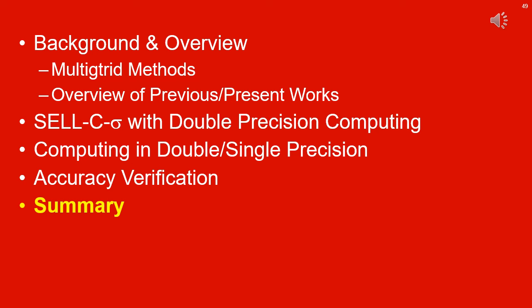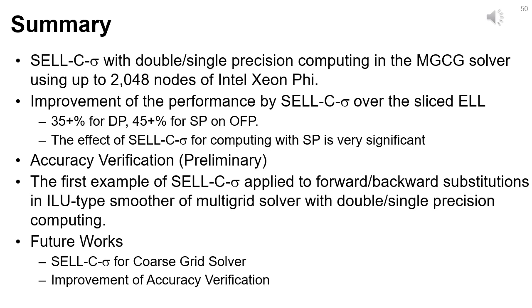Finally, I summarize the talk. We introduced Cell C sigma to the parallel MGCG solver for both single and double precision. Excellent performance was obtained by Cell C sigma using up to 2048 nodes of Intel Xeon Phi. This is the first example of Cell C sigma applied to forward-backward substitutions in an ILF type smoother of a multi-grid solver with double-single precision computing. One of the future works is applying Cell C sigma to the coarse grid solver. While accuracy verification in the present work is very preliminary, further investigation and development for large-scale problems are needed. Thank you very much for your attention.